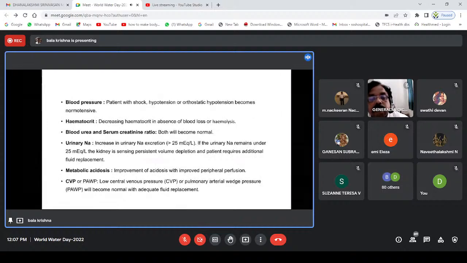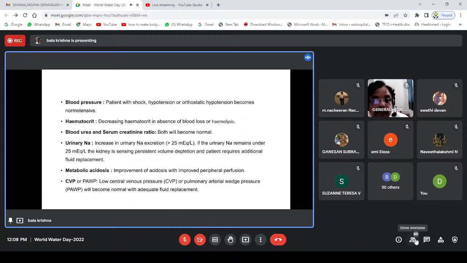The blood urea nitrogen to serum creatinine ratio will follow. The prerenal failure will open up in case of diuretics. The urinary excretion of sodium per hour per liter will improve. Urinary sodium remains under 25 milliequivalents. The kidney is sensing persistent volume depletion, and the patient needs additional fluid replacement. The sensing of renal osmolality is present within the extracellular apparatus. The kidney will sense the fluid and electrolyte imbalance, and the normal physiological negative feedback mechanism will follow.